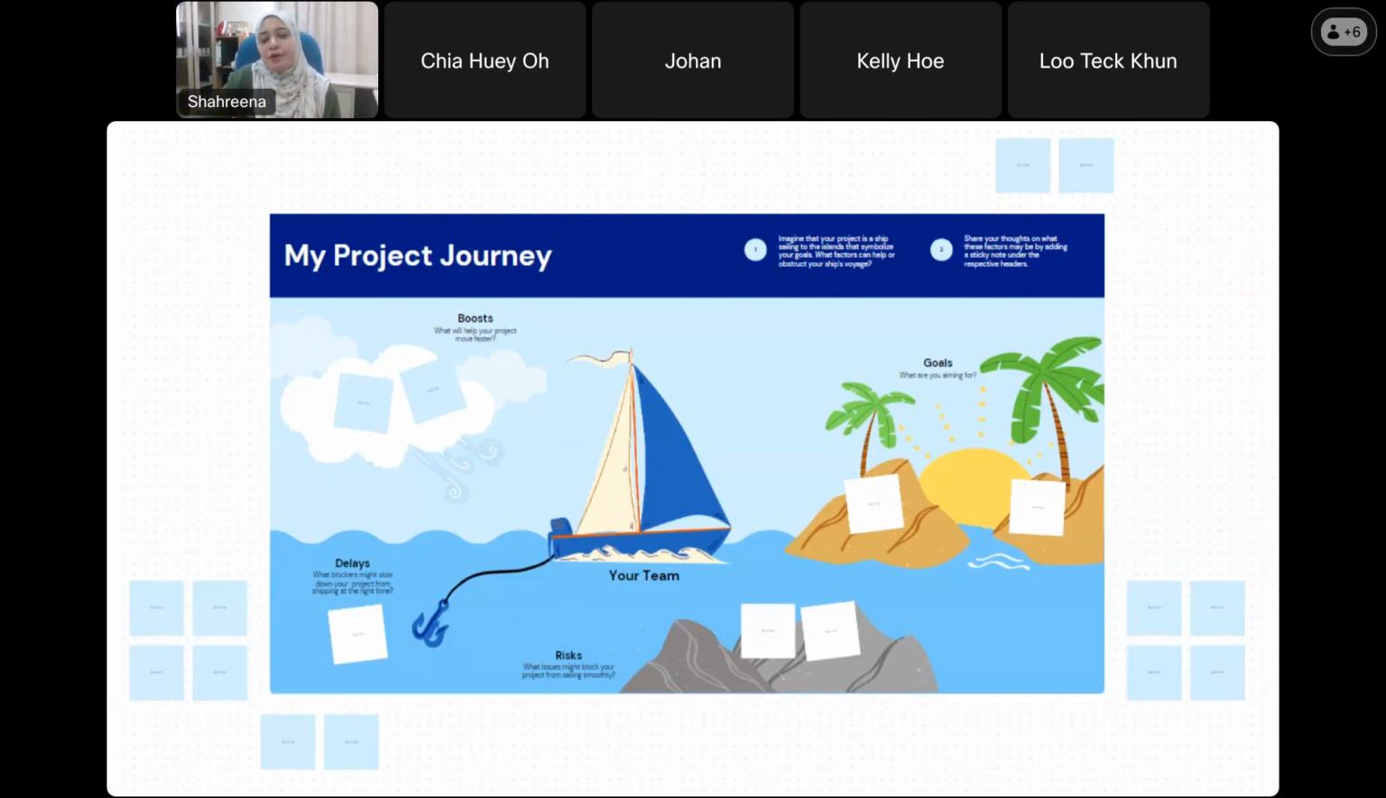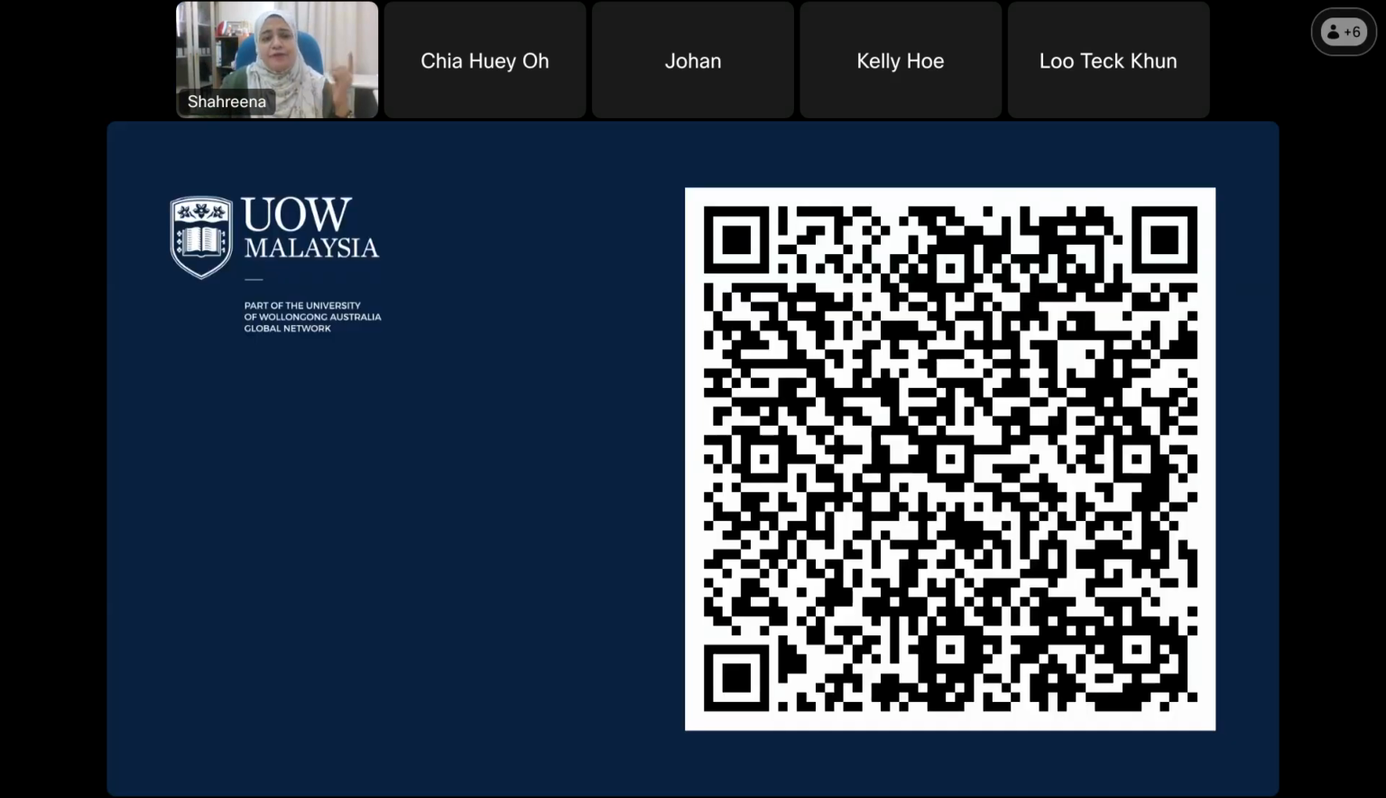If you don't want to use these templates, it's fine. You can have a blank whiteboard, depending on what you actually want to do. So for example, if you can scan this QR code, I'll give you a little bit of time to scan this QR code to join the whiteboard that I've created.